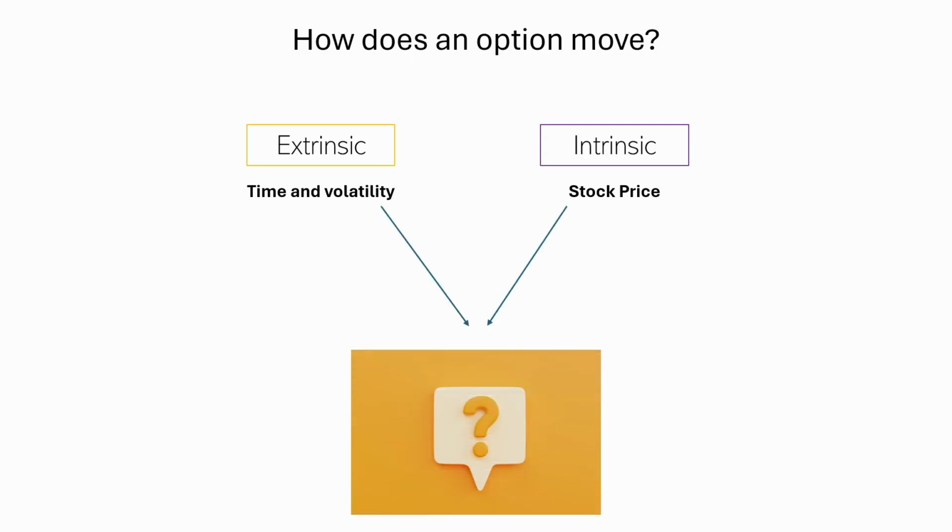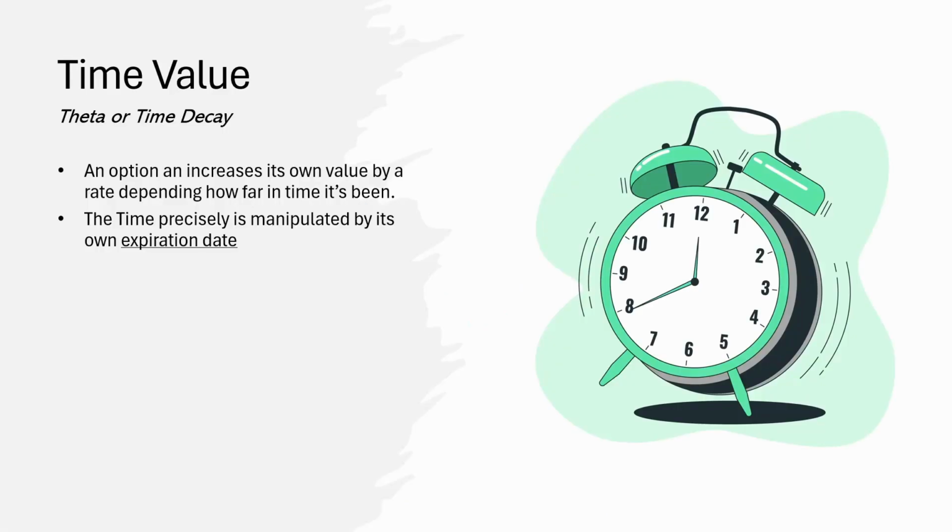You might look at this and probably be scratching your head like, what does this exactly mean? What is time and volatility? What's the extrinsic part? Well, let's talk about that. One of the first that make up the extrinsic value is the time value. It will be the theta, which is a sort of element in options, or time decay, both of those.